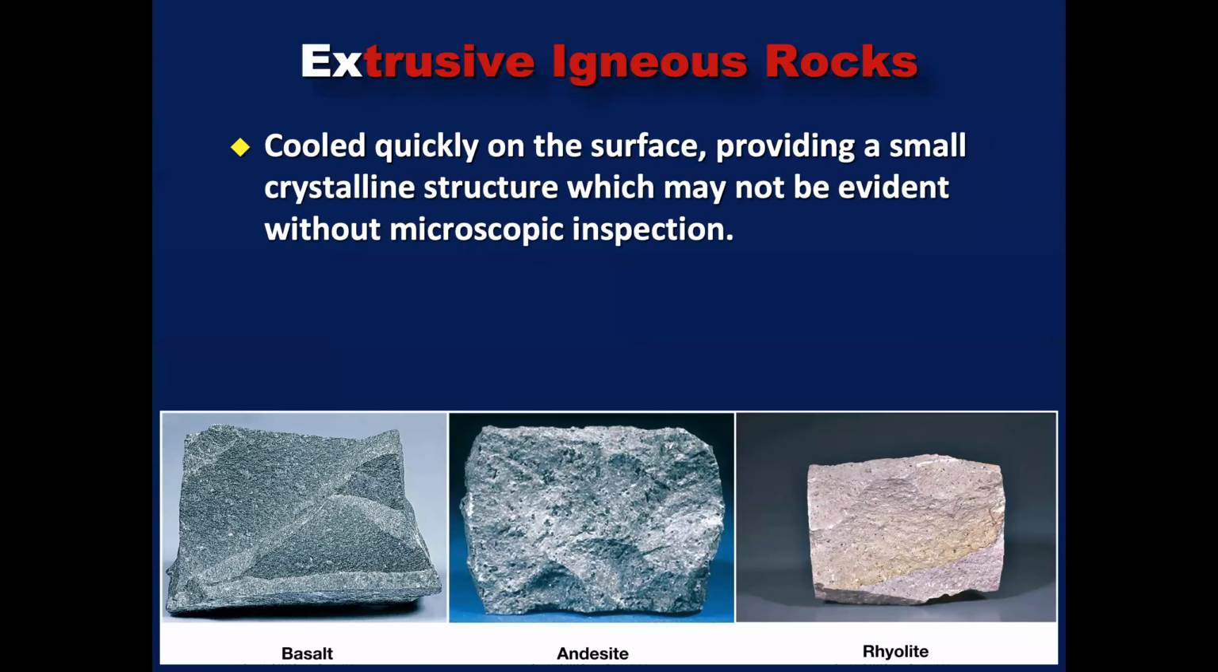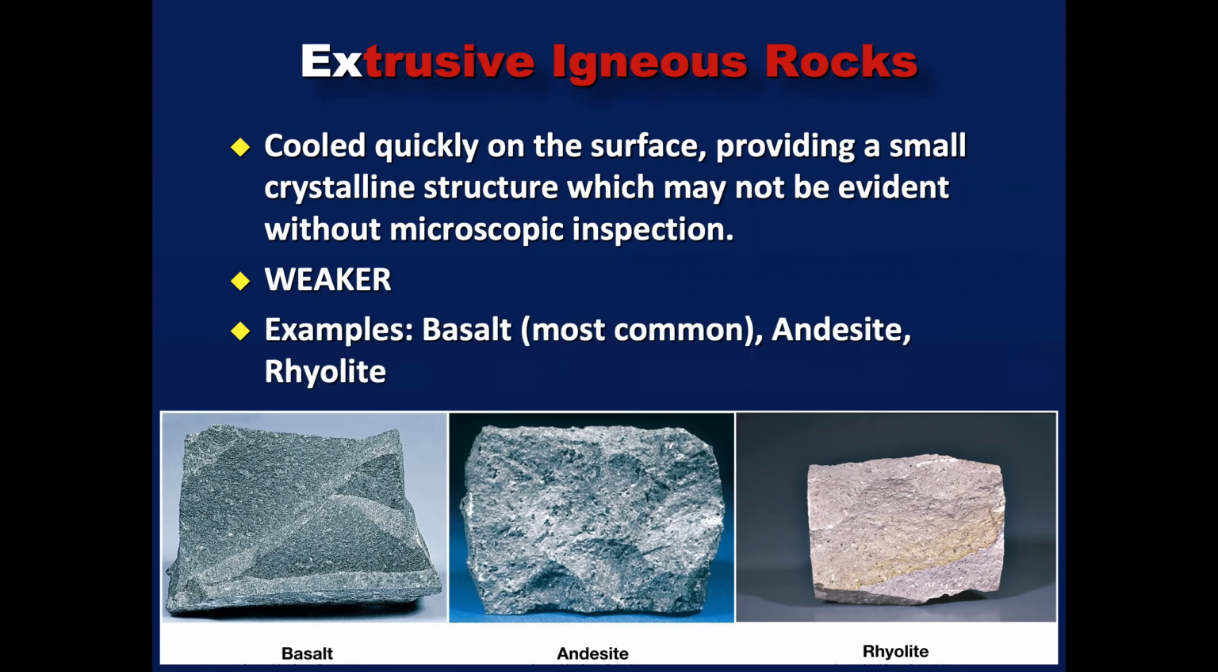Extrusive, well, here we're talking about cooled quickly on the surface, providing a smaller crystalline structure. They tend to be weaker. And these are some of the most common examples. So just like granite is the most common intrusive igneous rock, basalt is the most common extrusive igneous rock.